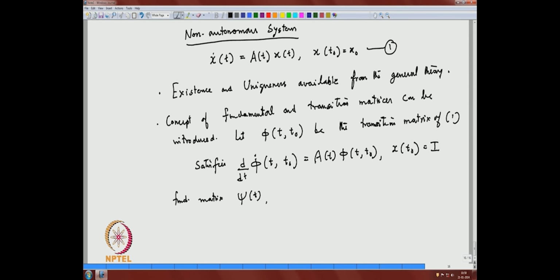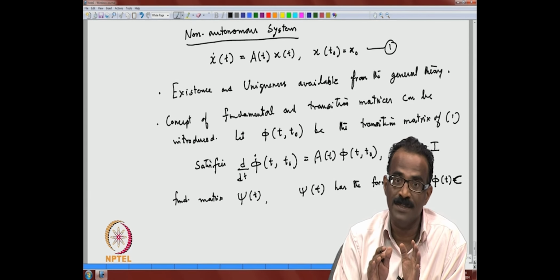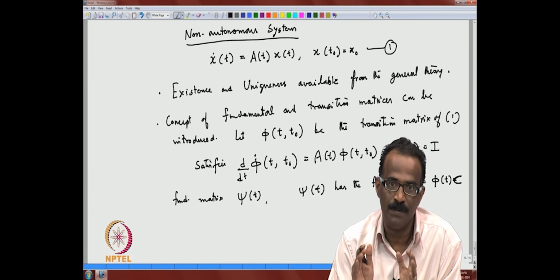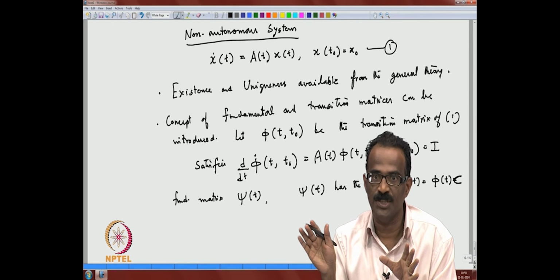You can also write your xi t will be of the form, psi t has the form psi t is equal to phi t c. You can do all that, and your solution can be introduced exactly this way, but never write phi t t naught is equal to phi of t minus t naught equal to e power t minus t naught into a, and that portion is not available to you.